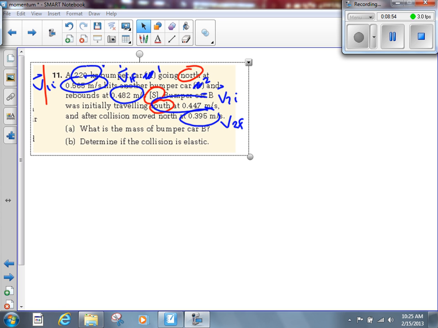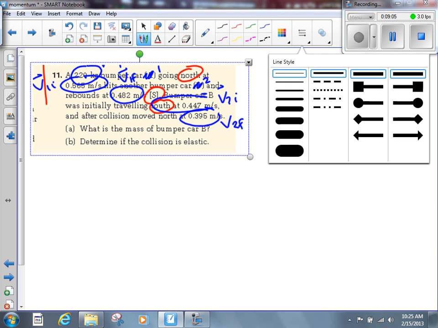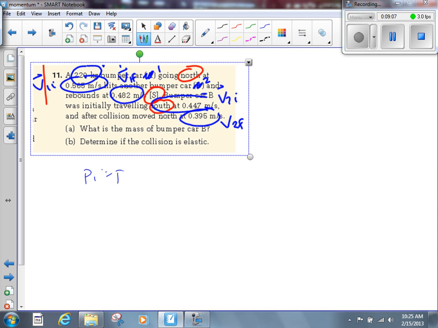Let's set this up as a conservation of momentum problem. Even though we have both final velocities, we're solving for something different than we usually solve for, but it's still a collision, and conservation of momentum still applies. So let's say PI is equal to PF. Two objects before: M1V1I plus M2V2I equals, they don't stick together, so M1V1F plus M2V2F.